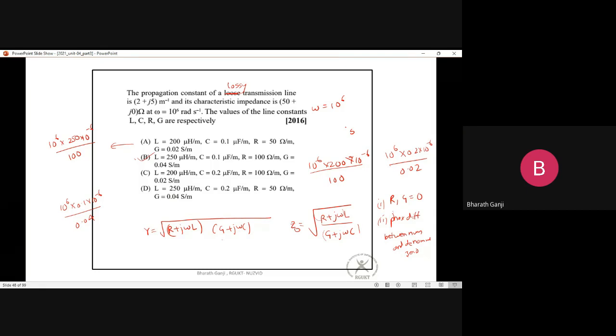So instead of working out the angle from the gamma propagation constants, it's better to go with the z naught because that gives us the answer faster, right? So this is how you can solve this question. I can say it is an interesting question because you can either solve it easily or you can take a lot of time to solve it.